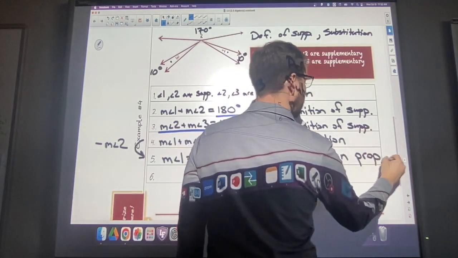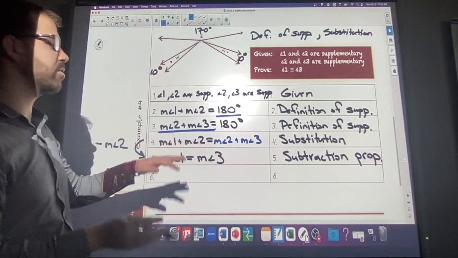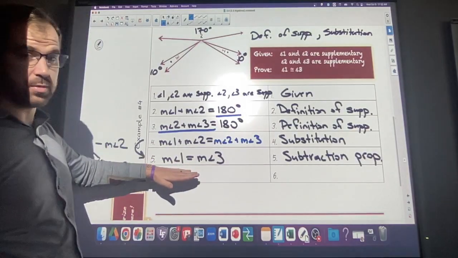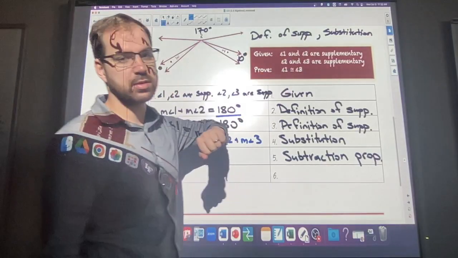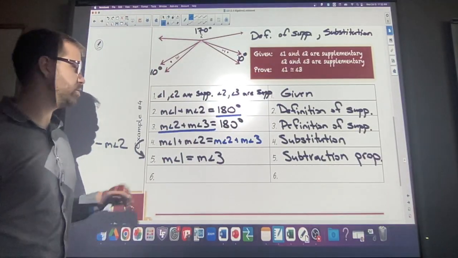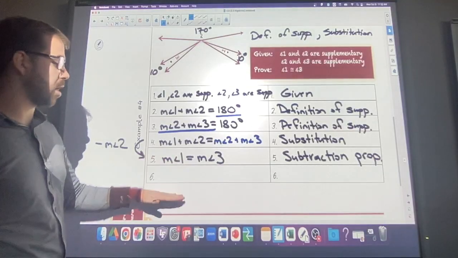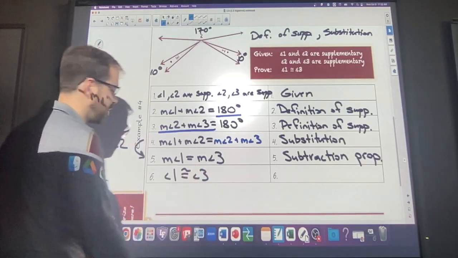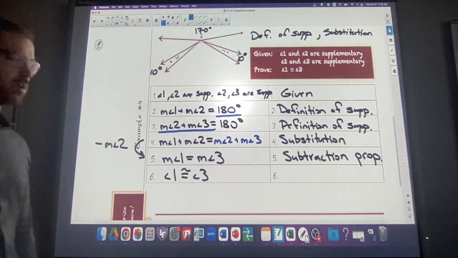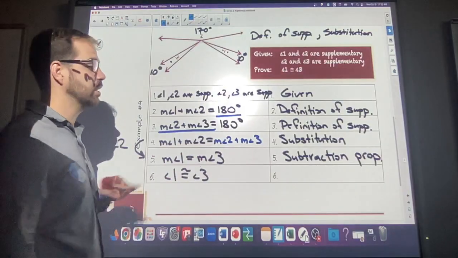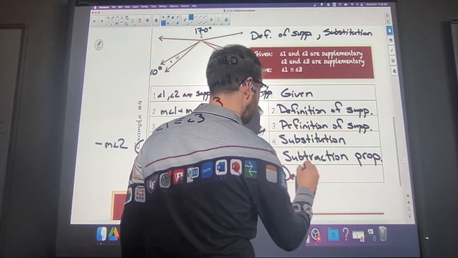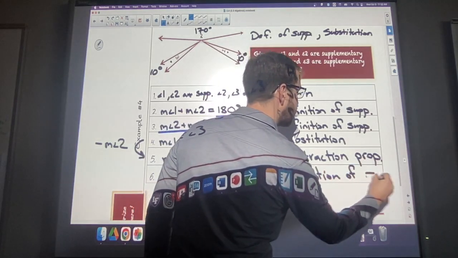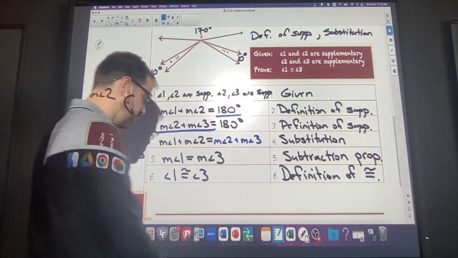So sometimes you make a game plan and then once you get there, there are some other tricky things you have to do to get to your final result. Now, we have that the measures are equal, but we don't have that they're congruent. So how we can fix that is we can just say that they are congruent. So we can say angle 1 is congruent to angle 3, and if you remember, there is a reason why we can say that, right? We're making equal a congruence, so we can say the definition of congruent. There you go, and your proof is done.